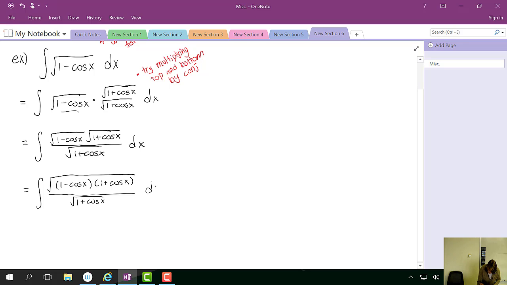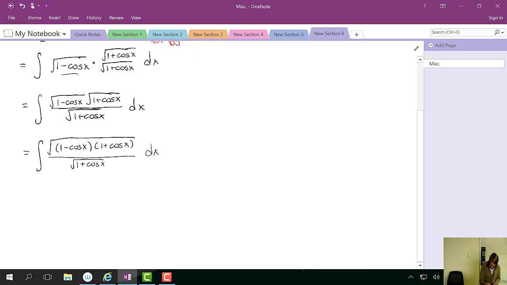And so we see the inside on the top is essentially just a difference of squares. So what does this difference of squares simplify into? 1 minus cosine squared x. Right, 1, which is 1 squared, minus cosine squared of x.